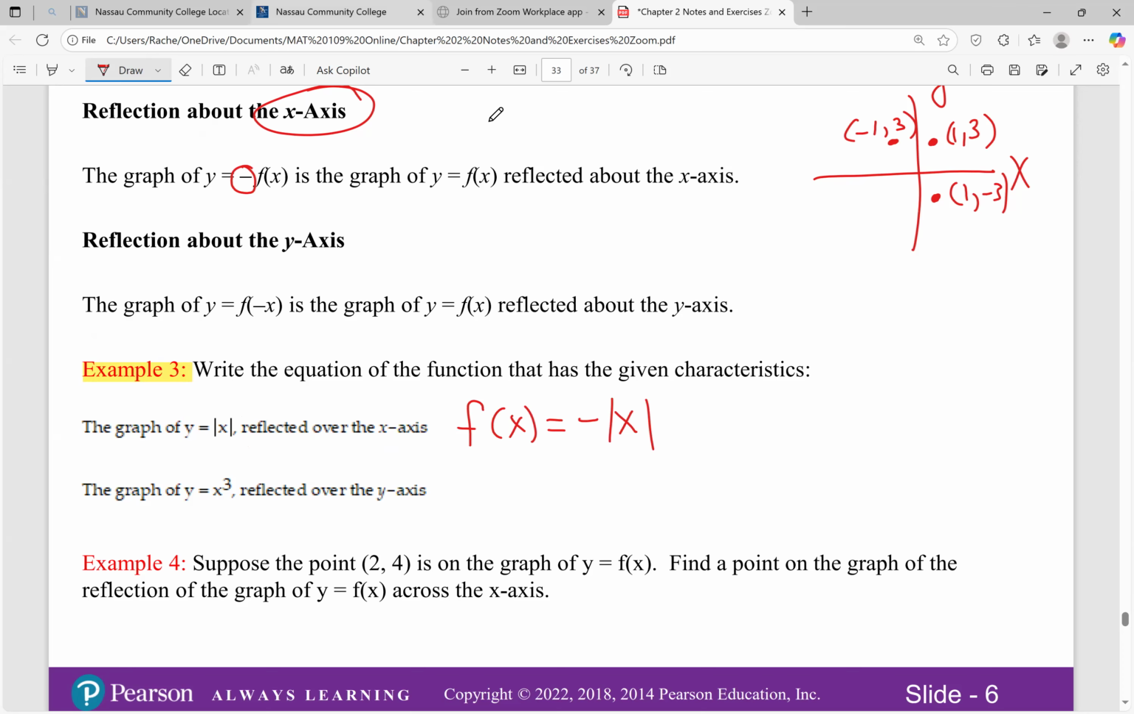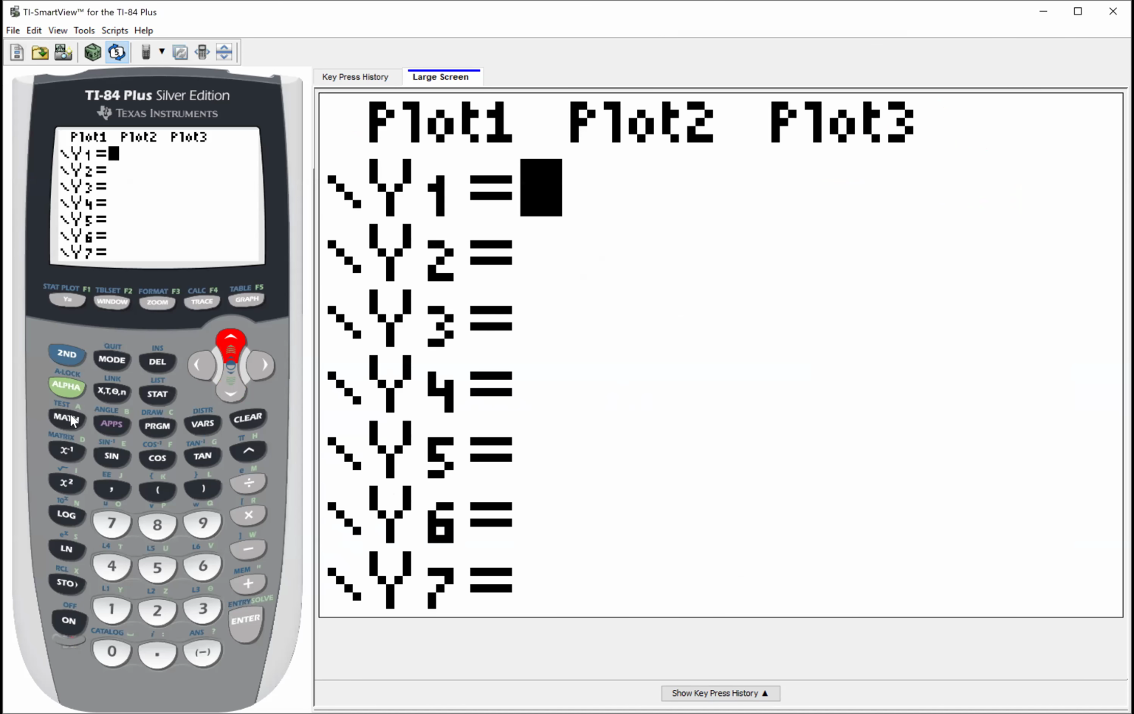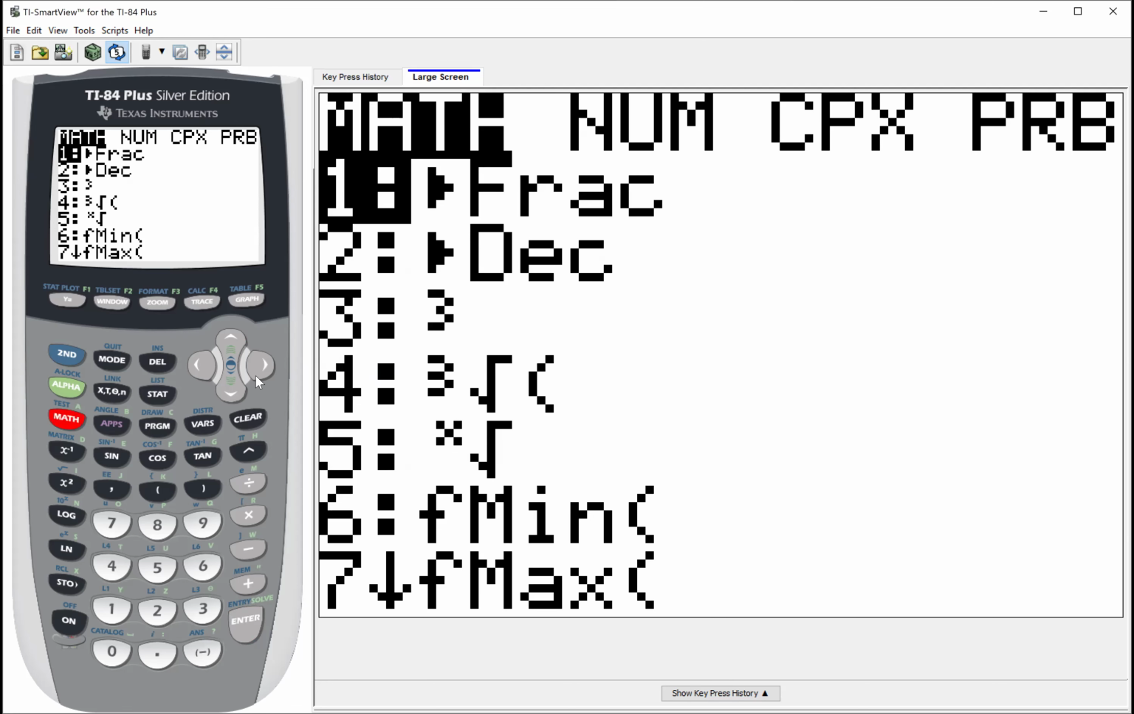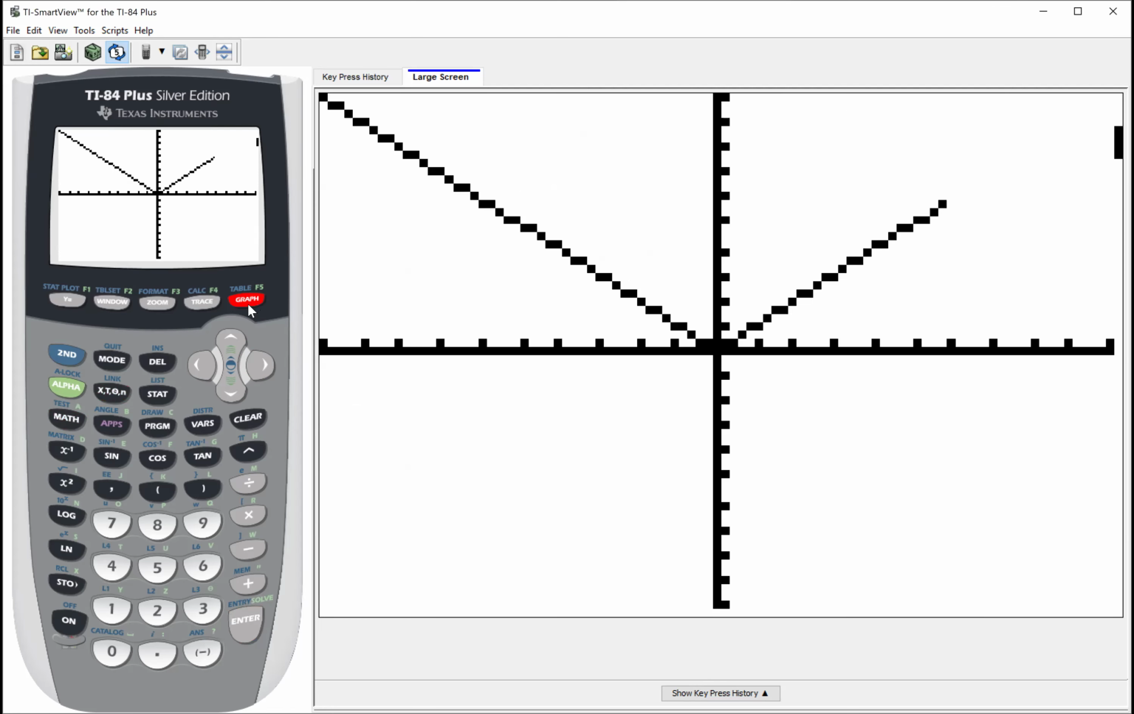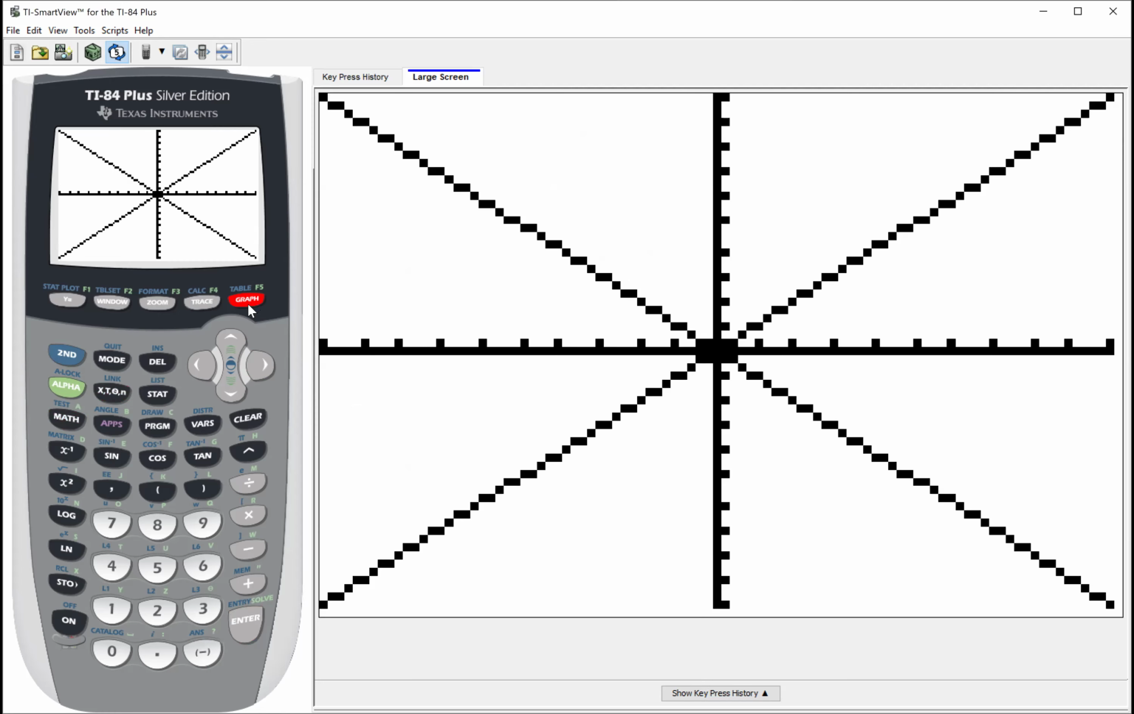So let's just graph this so we could see. So here's the absolute value of x, and now I want to negate. So hit your negative key, right? And then pull up the absolute value of x. So there's the absolute value of x. And then look, it was reflected over the x-axis. You see how it was flipped upside down over the x-axis because all the y values now are being negated.